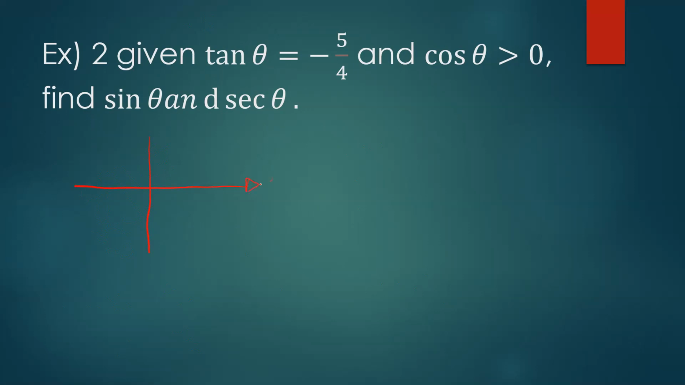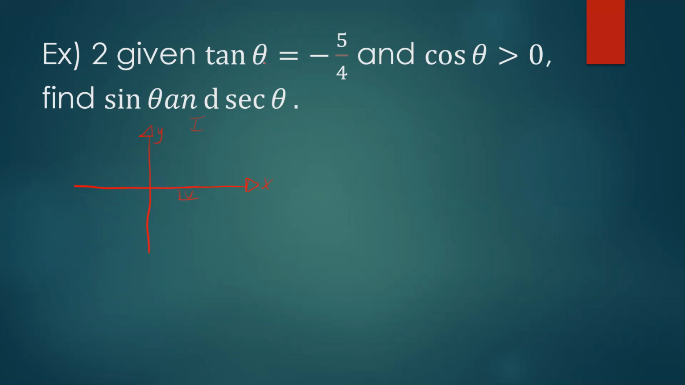We have to figure out what quadrant we're going to be in, right? They're saying that cosine theta is greater than 0, so that means it's positive. So in which quadrant is cosine positive? Quadrant 1. And what about quadrant 2? No, that's negative. Quadrant 3? No, that's negative as well. Quadrant 4. So these are the only quadrants where cosine is positive.